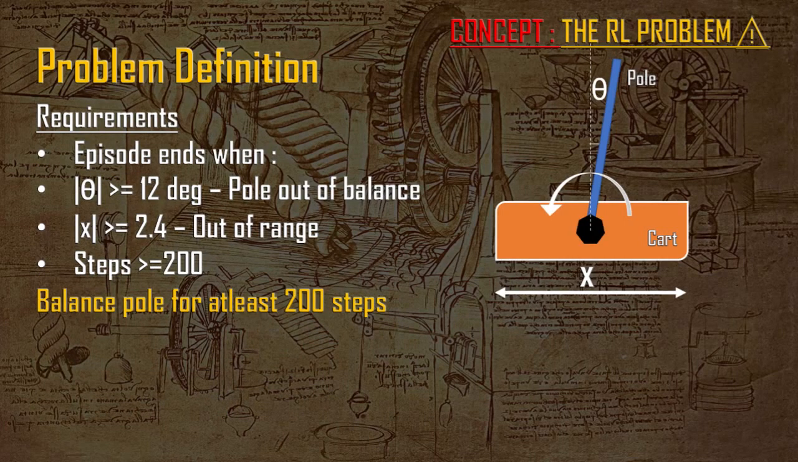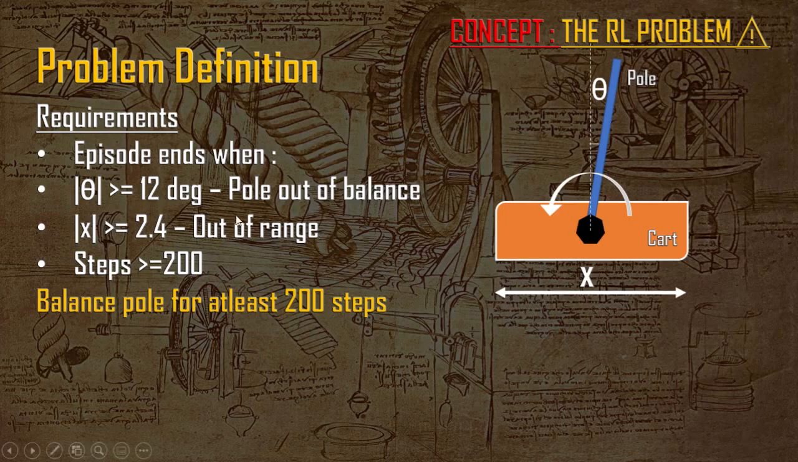The requirement is such that the episode would end when the angle is greater than 12 degrees and the movement of the cart is greater than or equal to 2.4. These values I've basically taken from a course that I took. I can provide a reference to that at the end. The main idea is that the episode should end when the pole is out of balance. When it is not balanced, the episode should end, and it should reinitialize and start the training process again. Likewise for when the cart movement is out of range.